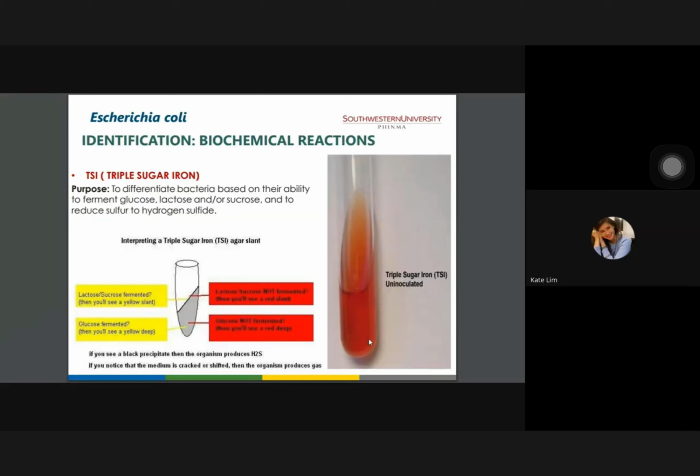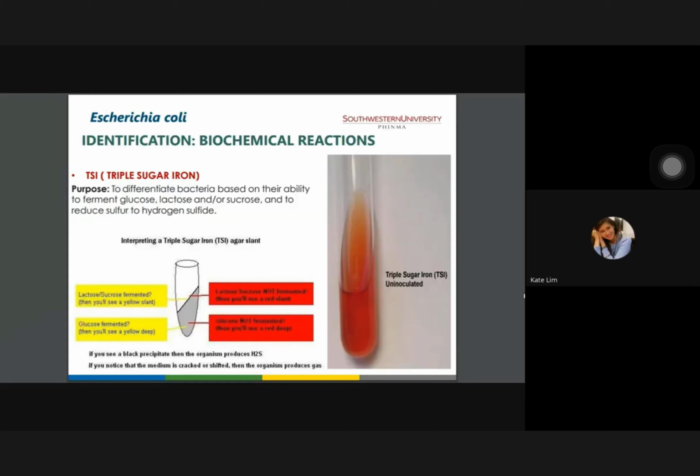So the question is, what is the color? The color is yellow. So again, if there is a change from red to yellow, and the slant becomes yellow, that would tell you that lactose and or sucrose are fermented. If there's a yellow color change in the butt, that would tell you that glucose is fermented. Understand? I hope you understand.